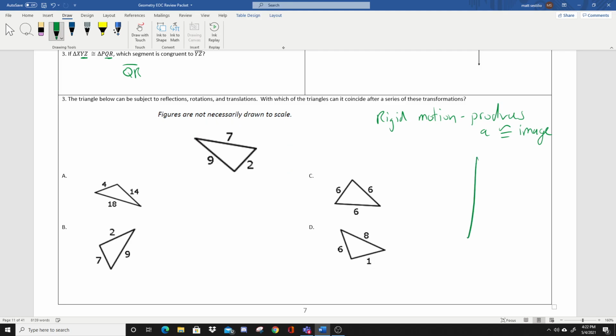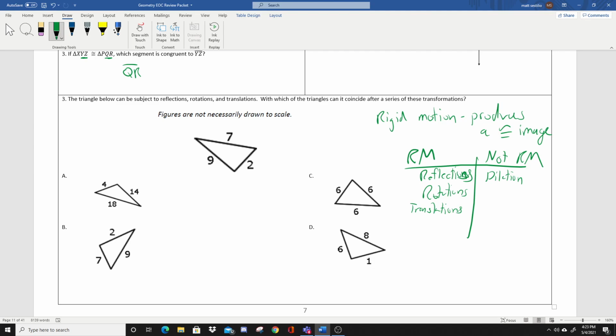And motions that are rigid, I'll call it RM, are reflections, rotations, because if you rotate an object, it's still the same object. And translations. If you move an object around, it's still the same object. The only thing we've learned in here that's not rigid motion is dilation. Remember, a dilation is when you magnify or shrink one. Those are not going to be the same exact shapes. If you're magnifying it, you're going to make it bigger or smaller than the original.